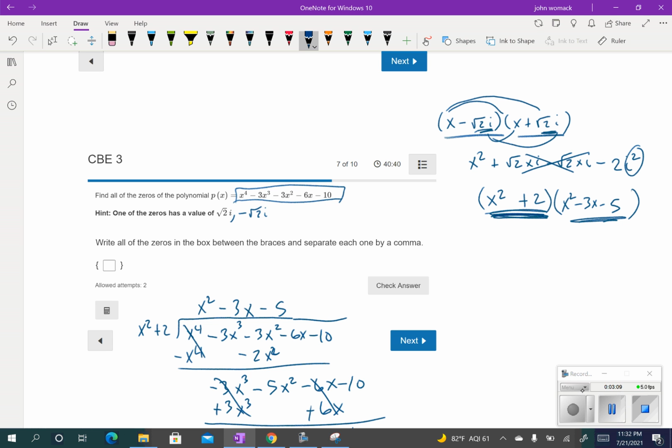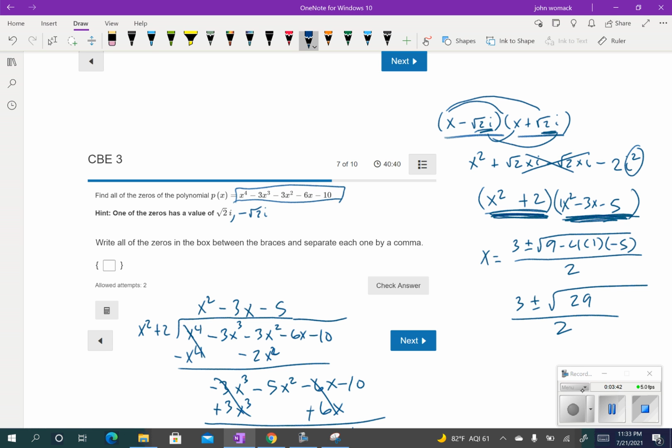Now we could try factoring that, but the factors of negative 5 that add up to negative 3 don't work. So let's use the quadratic formula right here. So I go x equals a negative b, 3, plus or minus the square root of b squared, 9, minus 4 times 1, which is a, times c, which is negative 5, all over 2 times a. So 3 plus or minus square root 4 times 1 times, that'd be a negative 20. So minus negative 20 changes to plus 20. It doesn't say anything about simplifying. Square root of 29 doesn't simplify anyway, right? It's irrational. So those should be my other zeros.